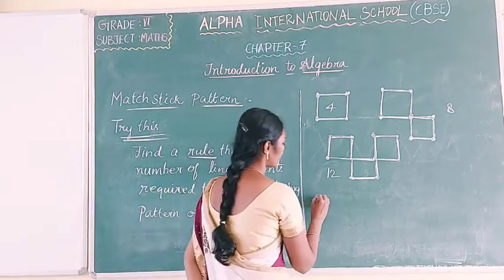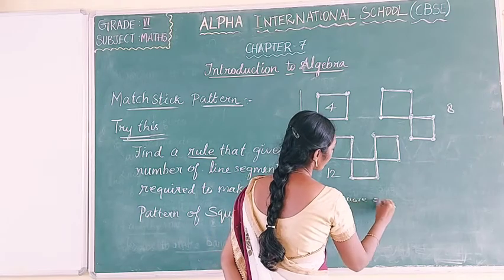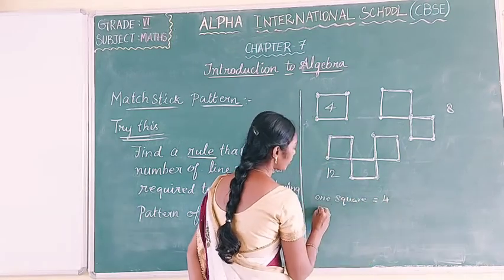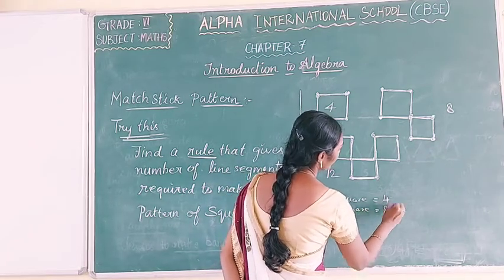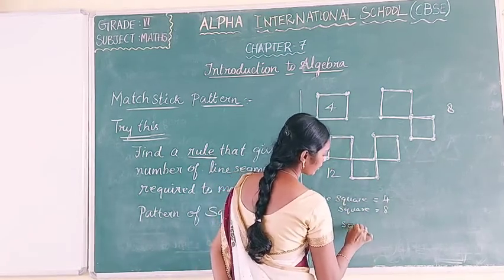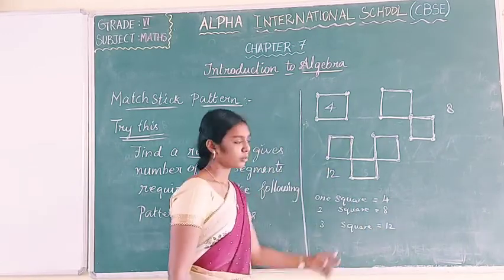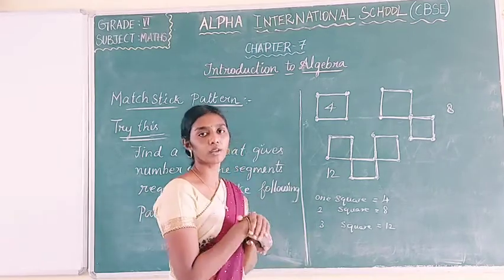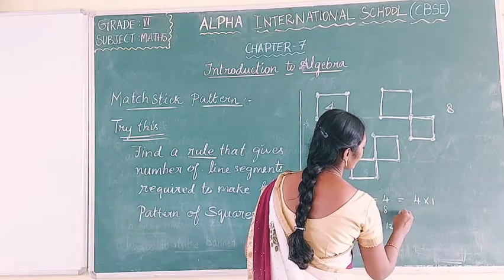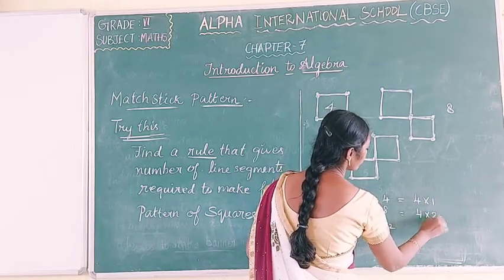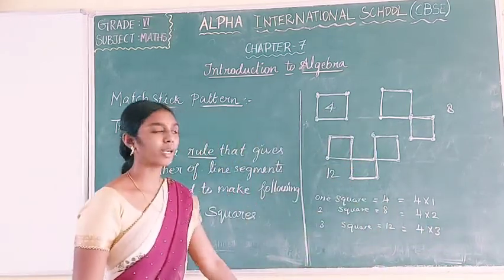Now we want to solve this. For making 1 square, how many line segments are required? 4. For making 2 squares, we need 8 line segments. For making 3 squares, we need 12 line segments. So now we want to find the rule. For this, 4 into 1. This is 4 into 2. And this one will be 4 into 3. So this is the pattern applied here.